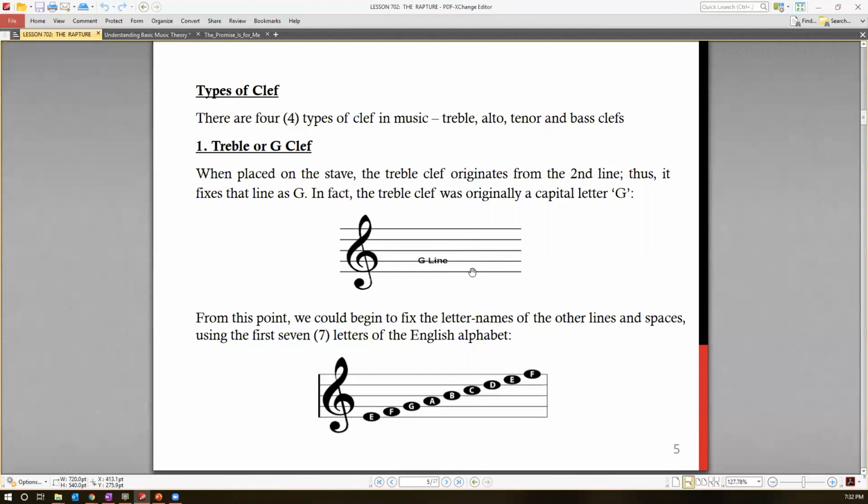Now, this is our stave. We all know lines and spaces. And then the treble clef helps us to identify what letter is assigned to each of these lines. So, like we said, it's a G clef. Now, if you notice this symbol, it comes all the way up and then it wraps around this second line. Remember, this is line 1, line 2, line 3, line 4, line 5.